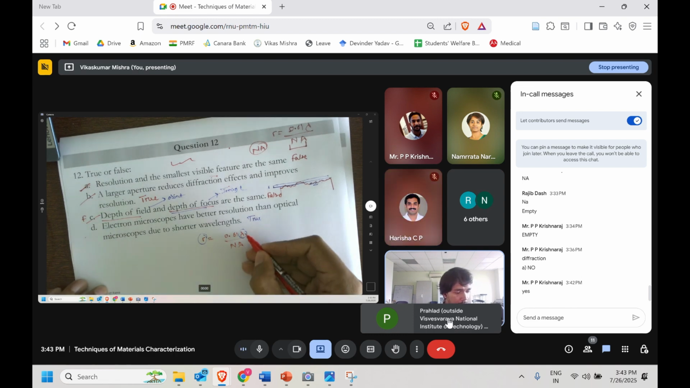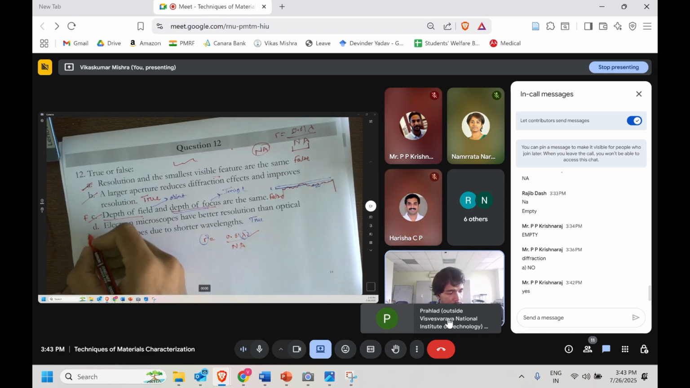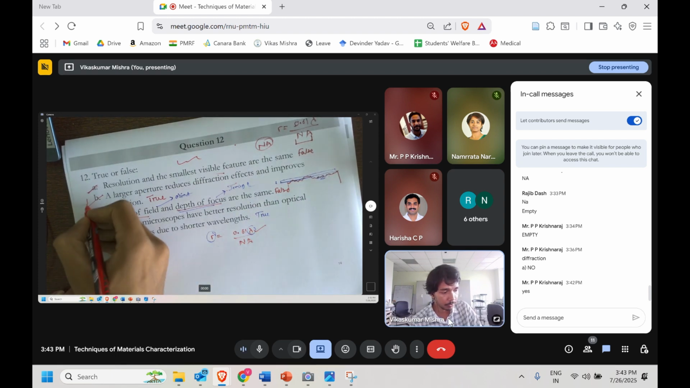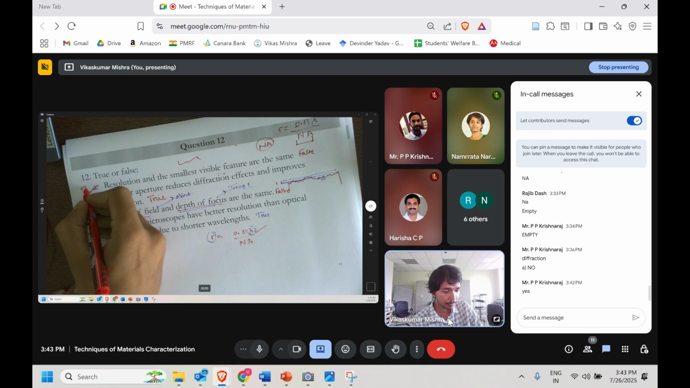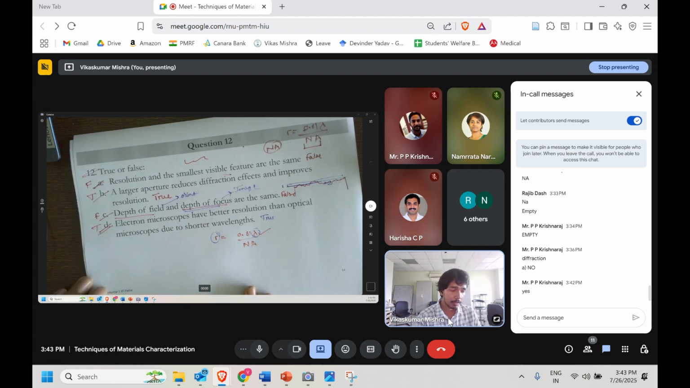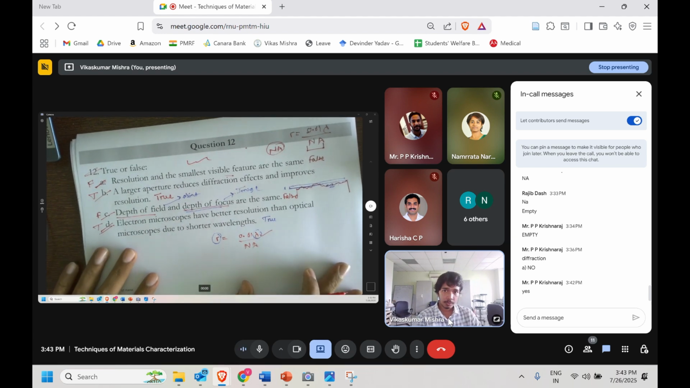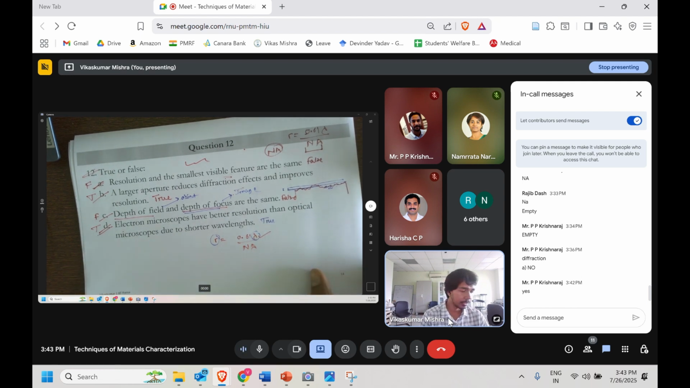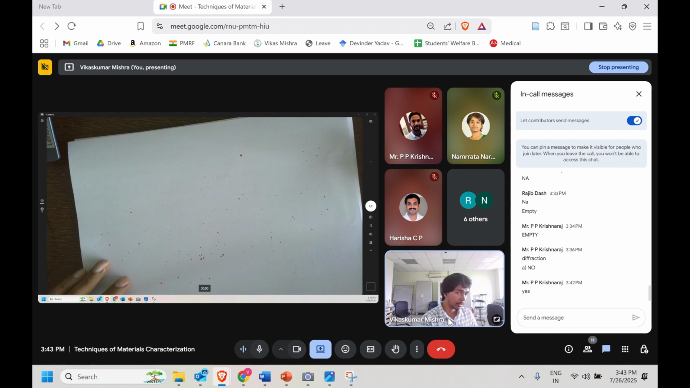So this is clear, I think. So option D is true. This is true, and A is false. Right, guys? Any doubt in this question number 12? Okay, since there is none, let's move to question number 13.